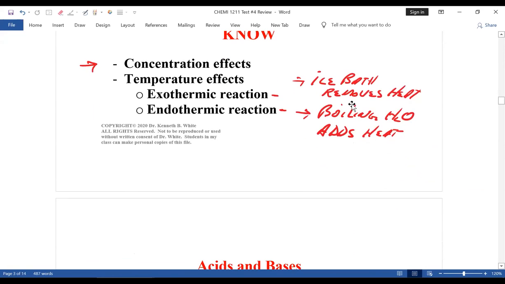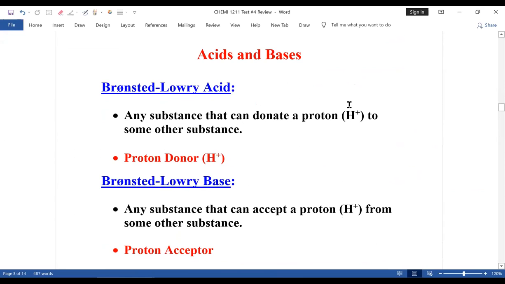All right, let's continue. Let's talk about acids and bases. This is very important. You don't have to know about the Arrhenius theory because nobody uses it anymore. But you do have to know, what is a Bronsted-Lowry acid? Or if I just ask, what's an acid?